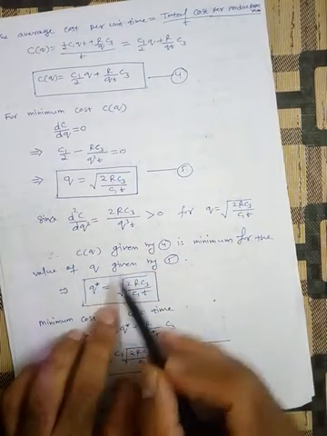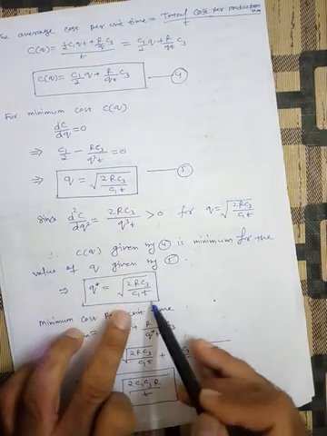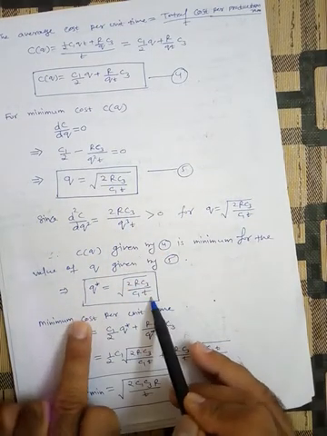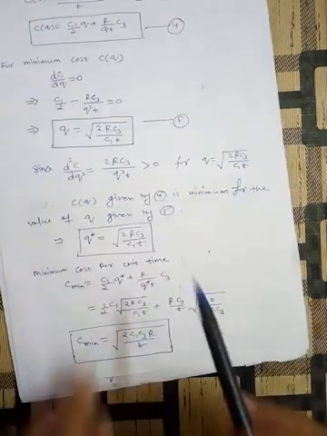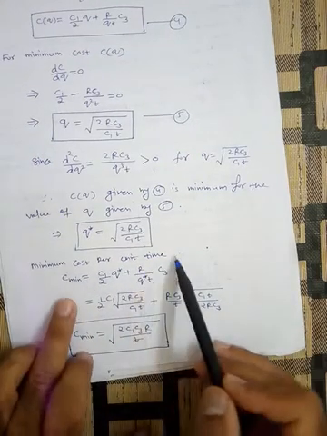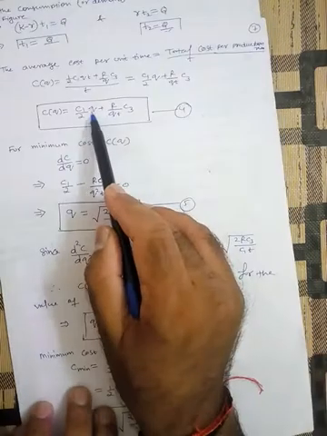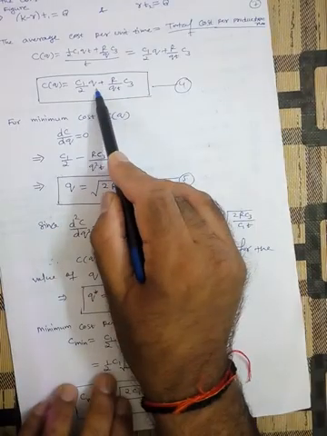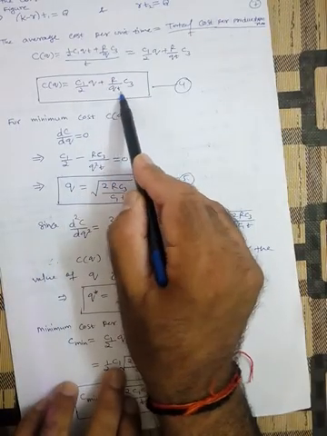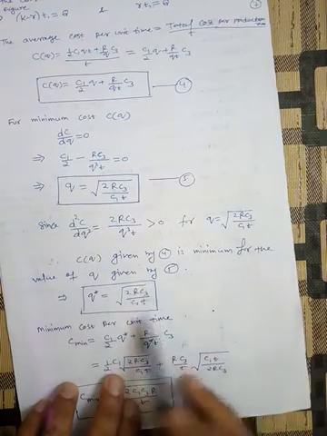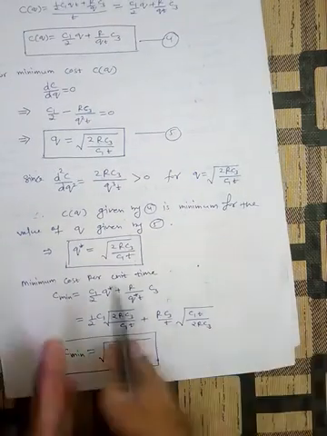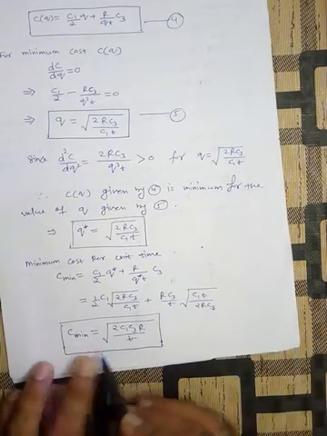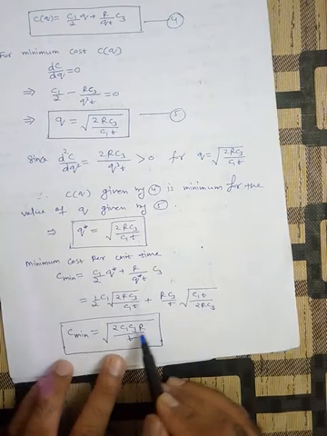So that's why Q star is square root of 2RC3 by C1T. This is our optimum value of Q. Fine. So now minimum cost is, just put this Q here in equation number 4. So C1 by 2 Q star plus R Q star T C3, where Q star is given by this. So put it here. After simplification, C minimum is square root of 2 C1 C3 R by T.